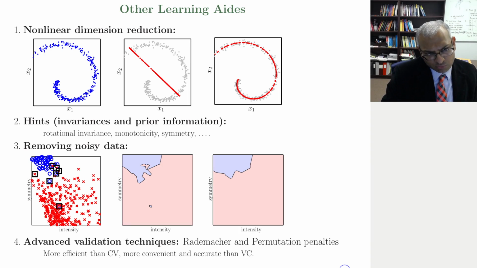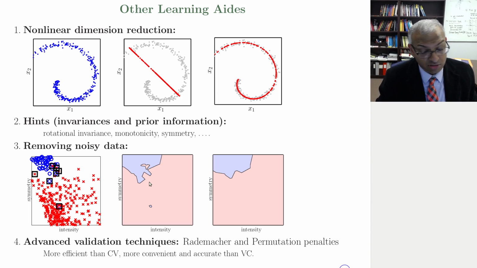If we could remove this detrimental noisy data, then we can get the separated classification boundary on the right. Whereas if you kept it, you get the overfit version on the left. So removing detrimental data can be useful, but we're not going to cover it. I'm just mentioning it to you.